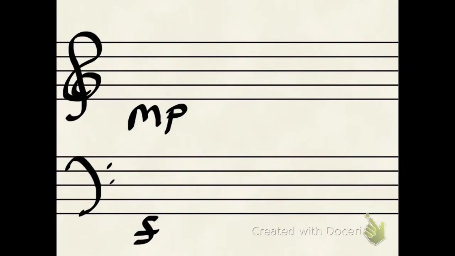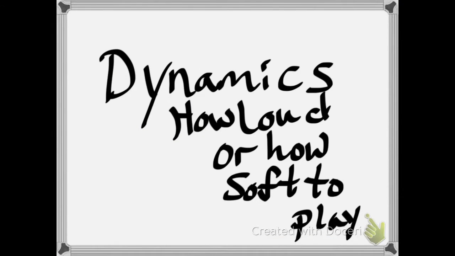Now we're going to talk about dynamics. Dynamics are so exciting. They are actually what add excitement to the music. Dynamics literally means how loud or how soft you're going to play as a musician. You'll usually find dynamics at the bottom or underneath the staff, and there'll be symbols, things like MP or P or F. Those are all shorthand for what those words actually mean.